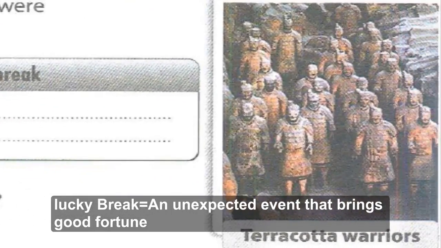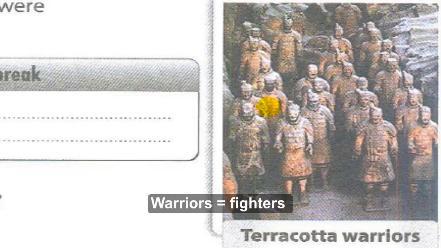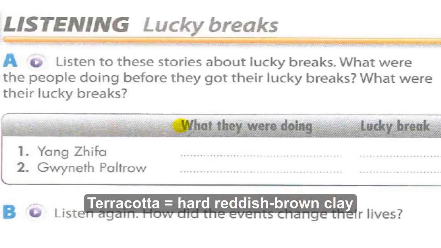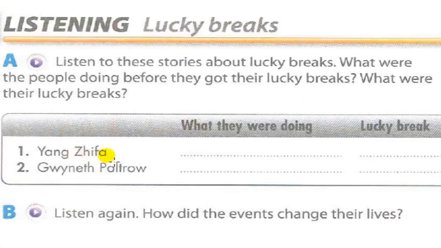So here, you look at the picture, what do you see? A lot of soldiers, they were made of clay, the mud. This is called terracotta warriors. The terracotta warriors were discovered in China. Now, let's listen. We're going to listen about Mr. Yang Zifa. What was he doing and what's his lucky break?